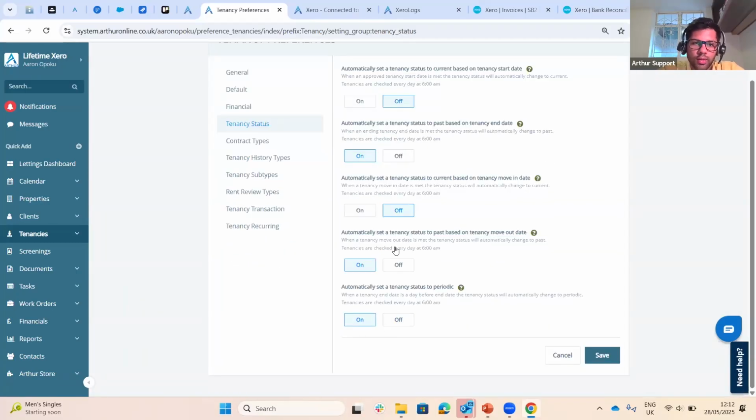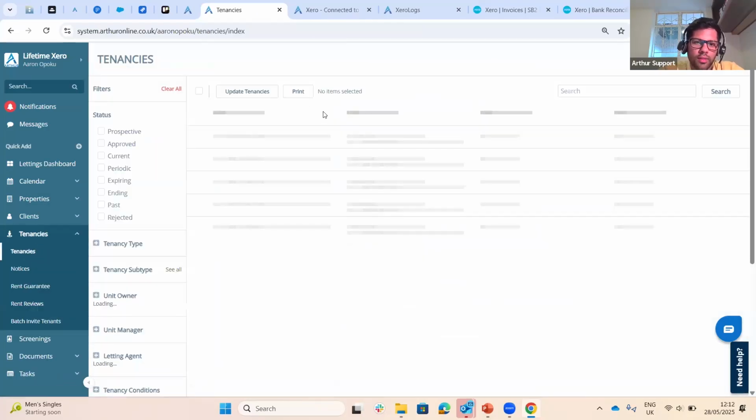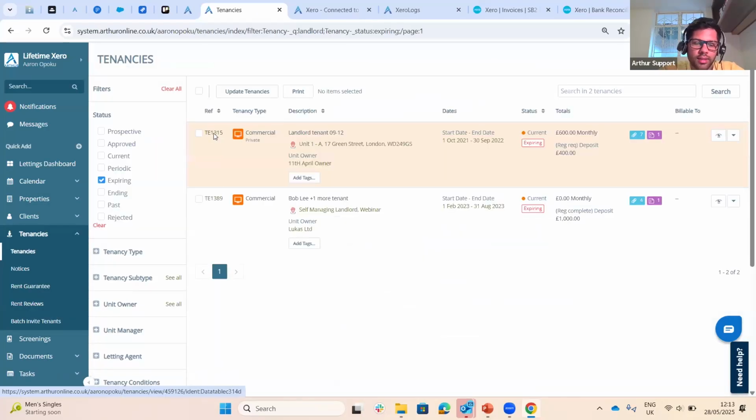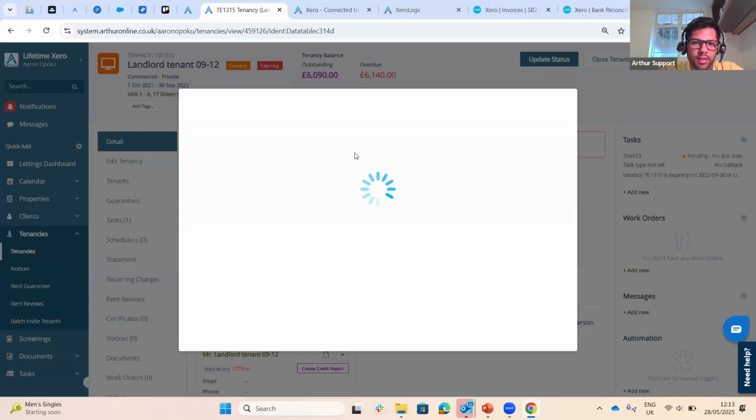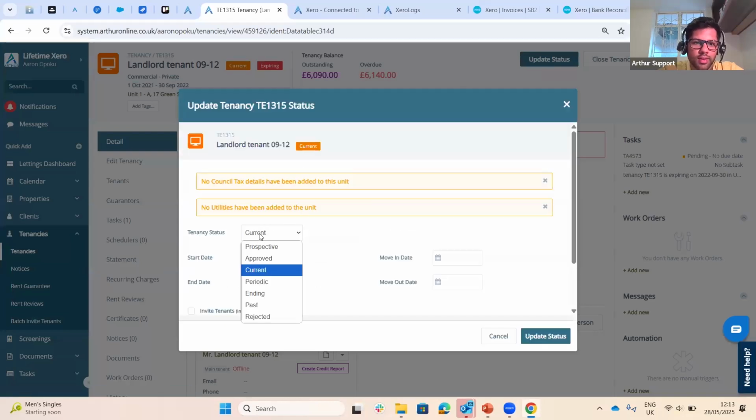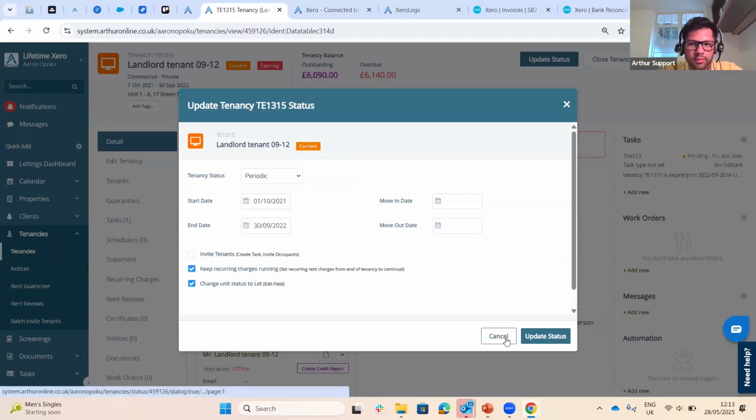So that's the automation. That will affect all your tenancies going forwards, so if that's not what you want for all your tenancies and you want to do it yourself, just update the status manually. Once the 6 month period is over, go to update status, change the status to periodic, and add the start date of the periodic, and then that will automatically move them to a rolling contract.